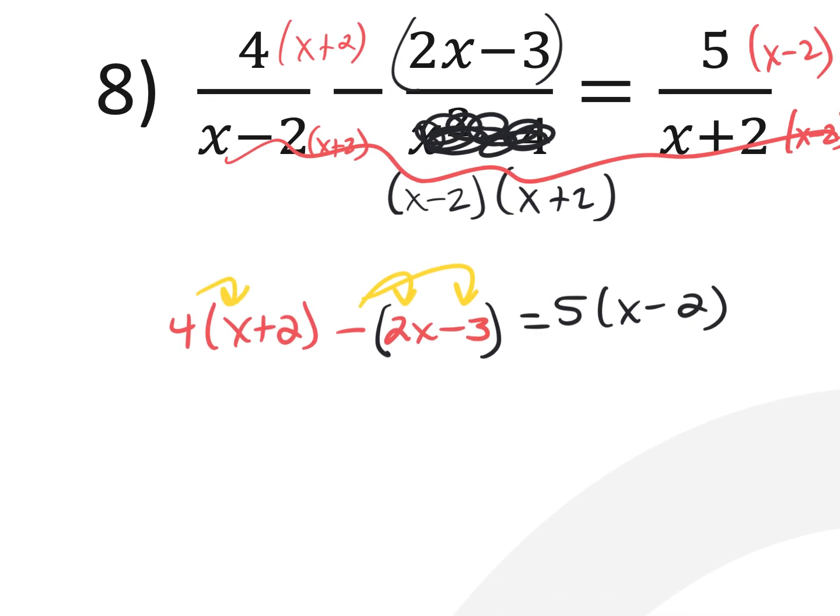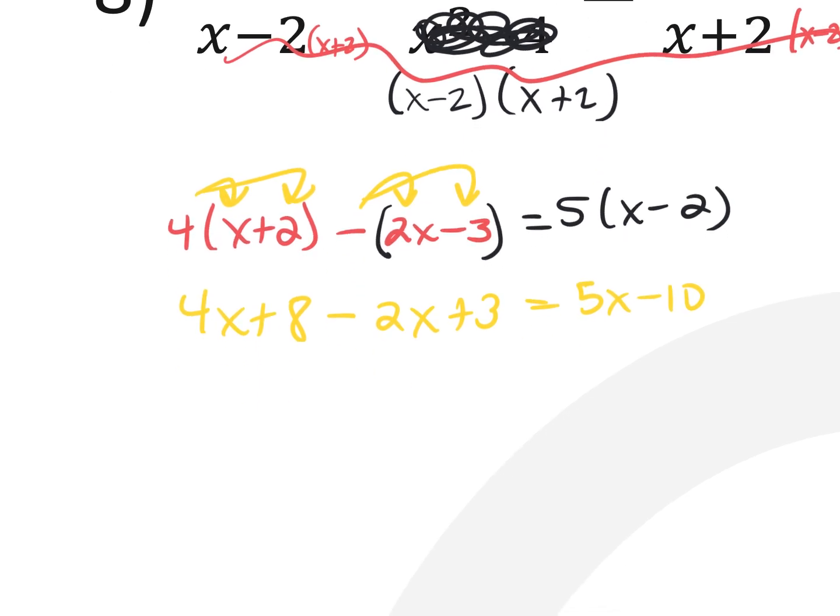We're going to distribute out front here. So I have 4x plus 8. Then what? Minus 2x what? Equals 5x minus 10. All right.